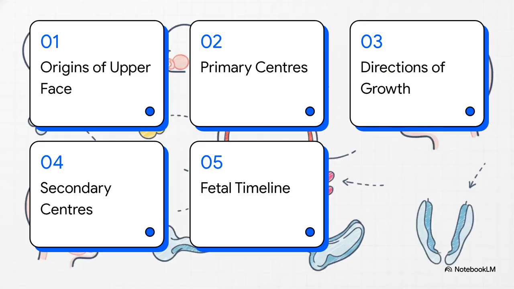To map this all out, we're going to hit 5 key areas. 1, the origins of the upper face. 2, the primary centers of ossification. 3, the 5 directions of bone growth. 4, the secondary centers of ossification. And 5, we'll tie it all together with the fetal developmental timeline.